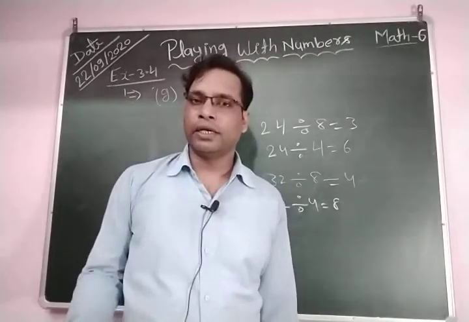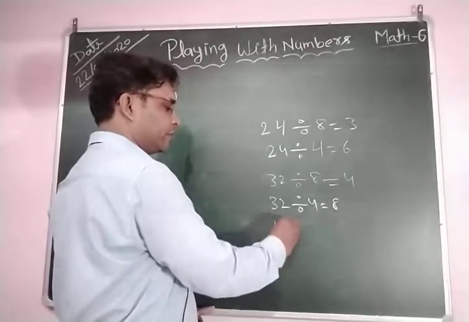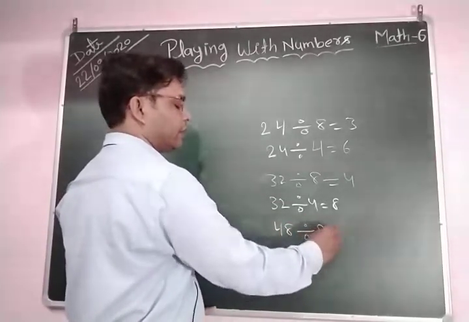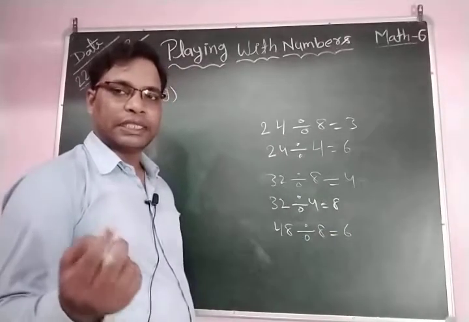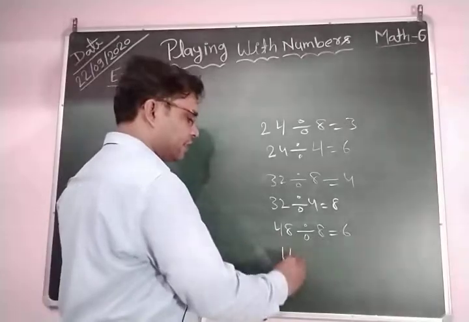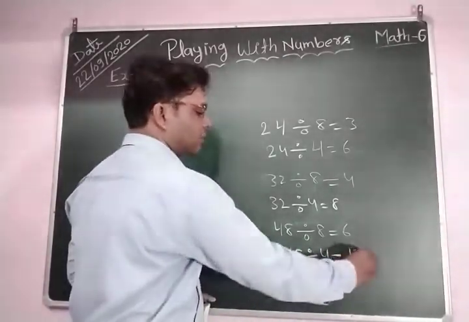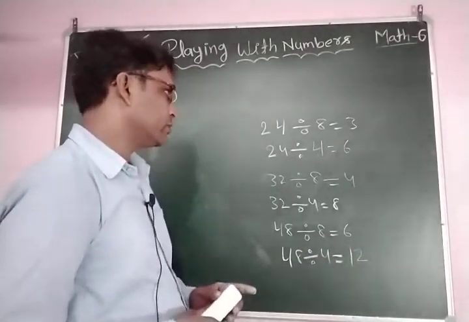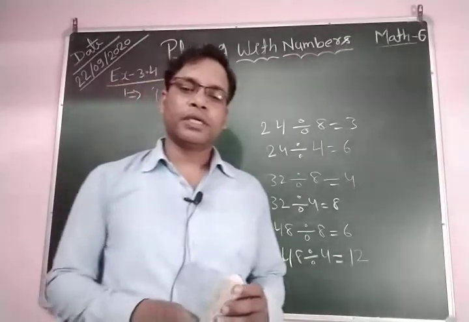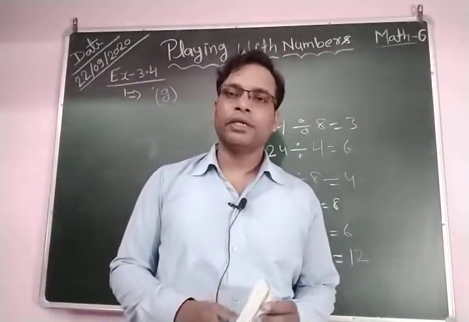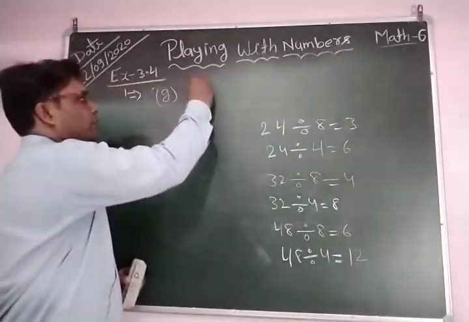And we take one other example, like 48. 48 is divisible by 8, 6 times. If we divide 48 by 8, we obtain 6, and 48 is also divisible by 4. How many times? 12 times. So in this way you can see all those numbers which are divisible by 8 must also be divisible by 4. So our statement is true. G part is true.